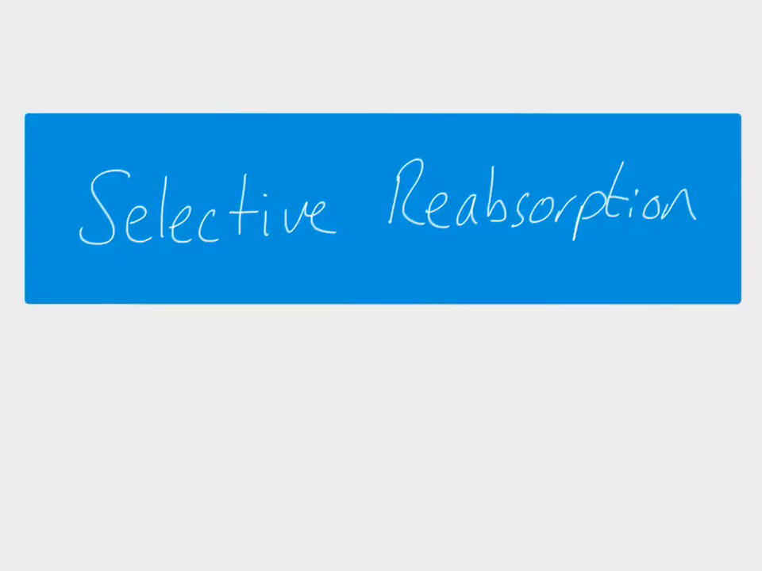Hi everybody, in this video we are looking at the process of selective reabsorption. So to put it in context, we've already learned that ultrafiltration happens here in the Bowman's capsule. So substances from the glomerulus, from these capillaries, are filtered through, and that's the first stage there of the whole nephron.